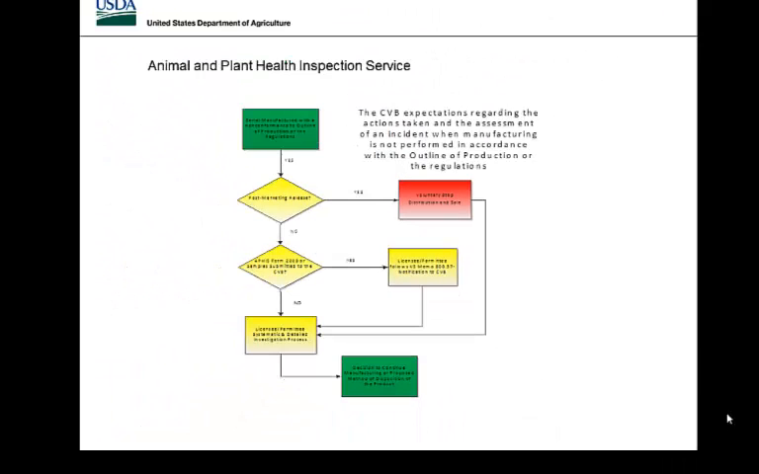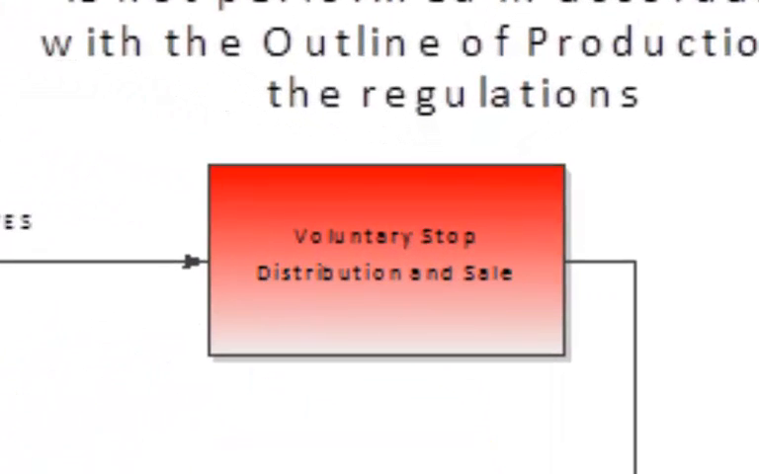As shown in the red box, cereals which have been released by CVB are subject to stop distribution and sale until the licensee or permittee has performed an investigation or risk assessment. If the licensee or permittee chooses not to voluntarily stop distribution and sale, and the CVB determines an adequate assessment has not been performed, the CVB may mandate stop distribution and sale.